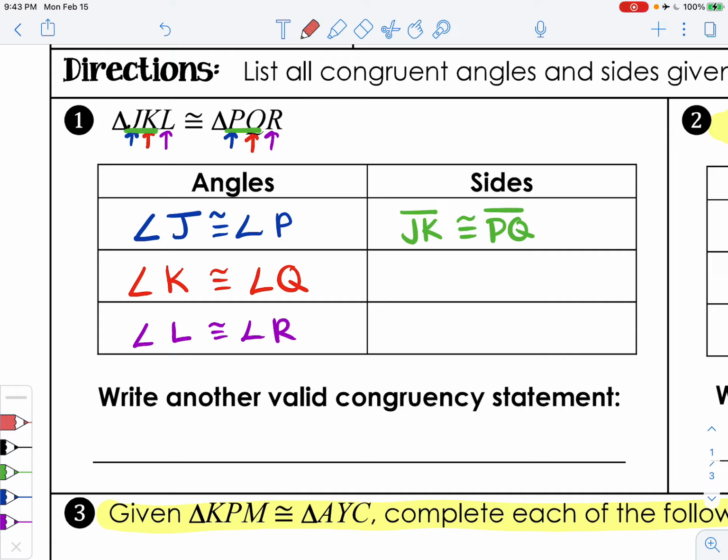Now I can do the same thing with the second letters, right? Then we go on from K to L and then Q to R. So I can say KL line segment is congruent to QR line segment. And then the very last one here, we stopped at L, right? We stopped at the last letter. We're going to go back to the first one. L to J, R to P.